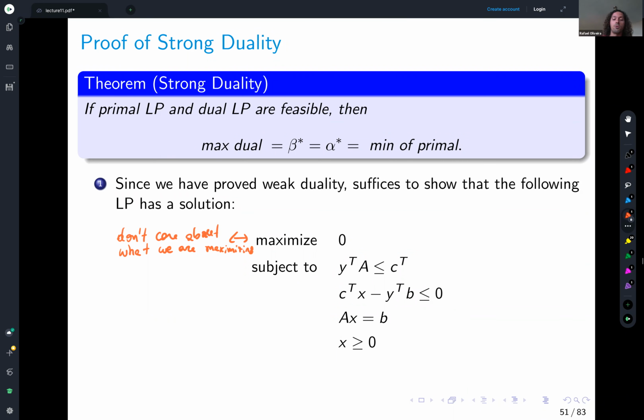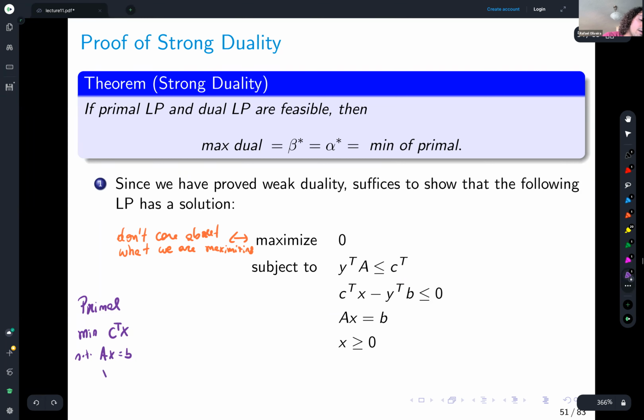Now, let's look at these constraints that I put here. If you remember the primal, what did the primal say? We want to minimize C transpose X subject to AX equals B and X greater or equal to 0. And the dual was: maximize Y transpose B subject to Y transpose A less than or equal to C transpose, correct?